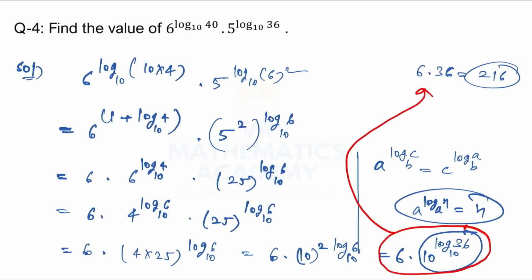So the value of 6 raised to the power log 40 into 5 raised to the power log 36 with the same base 10 will be equal to 216.